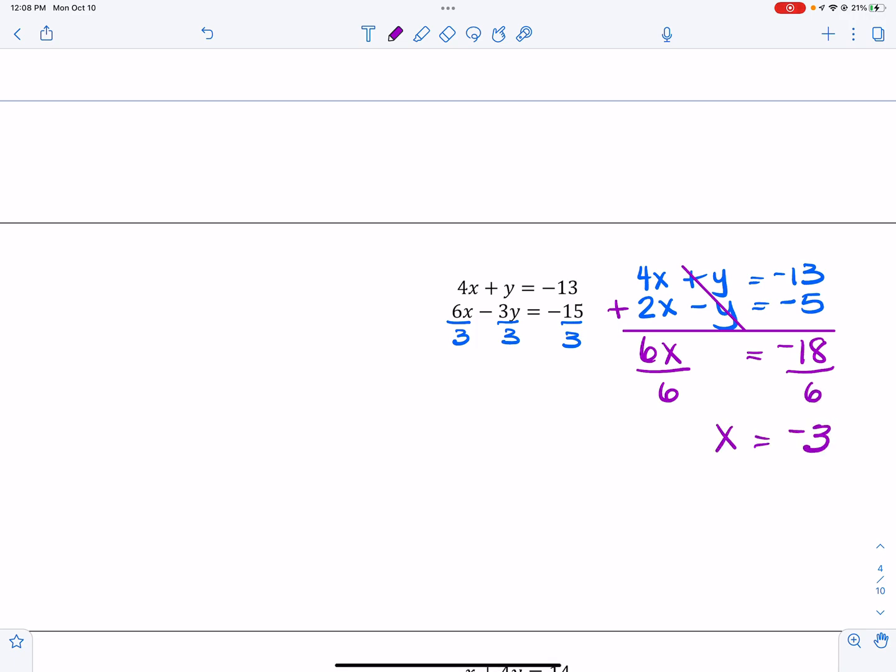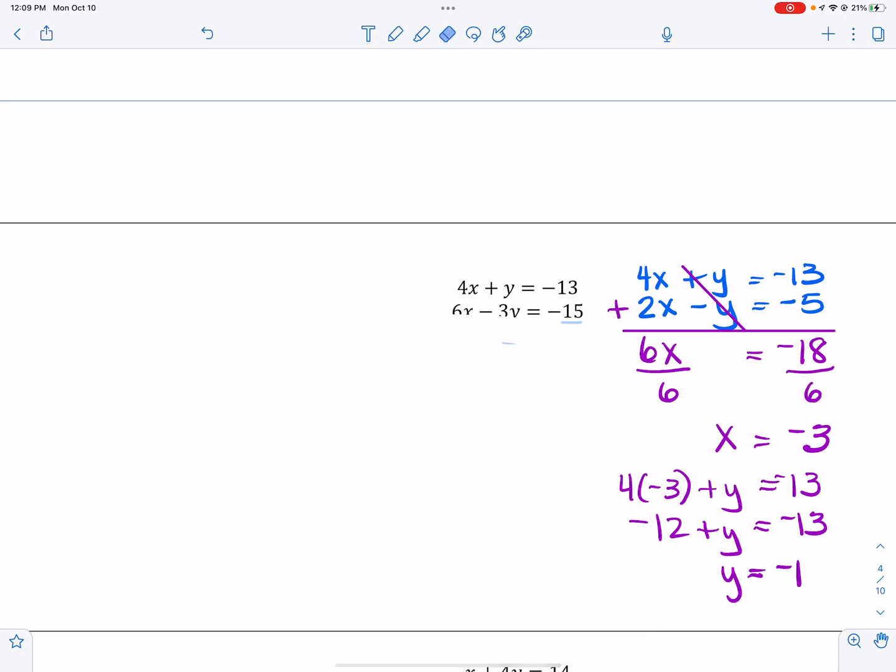Okay, and then I'm going to substitute. Doesn't matter where I substitute. I can substitute in the top equation or the bottom equation. I tend to like to keep positive numbers, so I'm going to take 4 times x plus y is equal to negative 13. And so that says negative 12 plus y is equal to negative 13, and so y is negative 1. Now, I'm going to show you an alternative way.